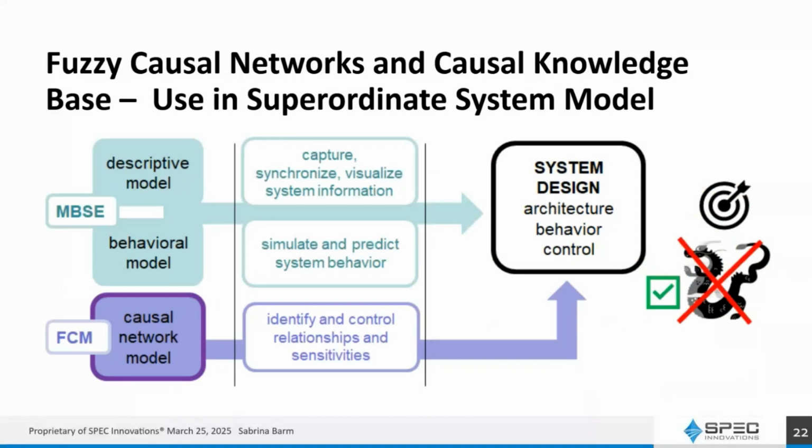So how are we using that fuzzy causal network in our overall approach? I've explained before that we've used a descriptive model to capture and develop our information that is relevant to the system. We're using the behavioral model to simulate and predict the system behavior, and we're using the causal network model to learn about the relationships and its sensitivities, and at last to be able to control them. And that will lead us to an optimized system design in its architecture, in its behavior, and in its controllability.